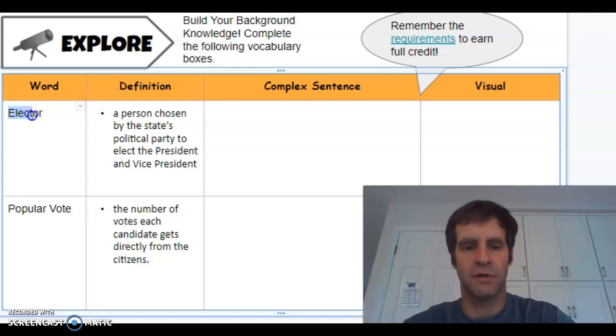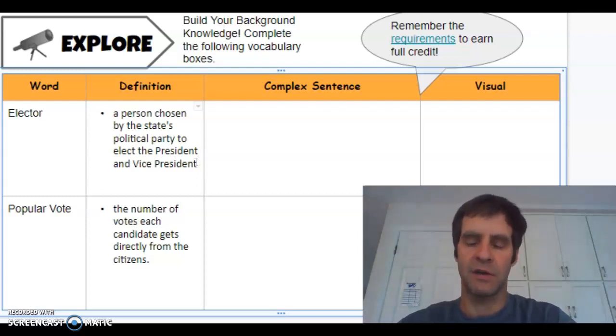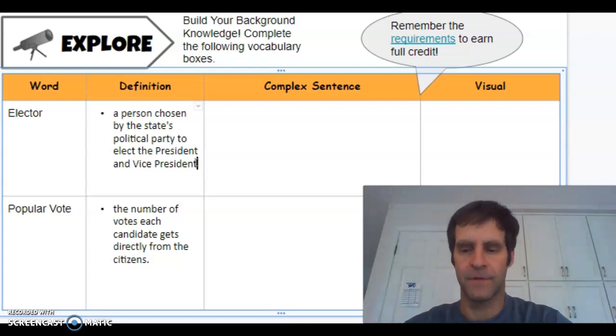First word, elector. A person chosen by the state's political parties to elect the president and vice president. So each political party chooses electors, and generally this is a reward. Maybe somebody donates a lot of time and energy to a political party or a lot of money to a political party, and so they get this reward of being an elector.